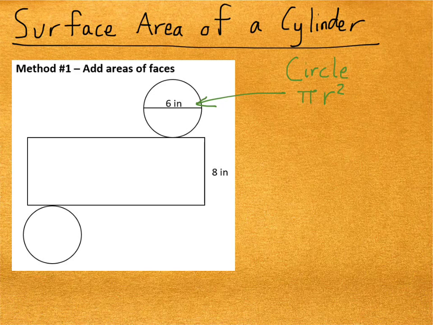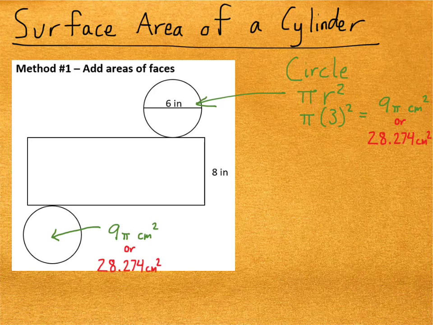The formula for the area of a circle is pi r squared. So the radius being 3, because the diameter was 6, that means the area of that circle is 9 pi square centimeters. That would be in terms of pi. If I wanted it approximated as a decimal, then I could do 9 times pi, and that would be 28.274 square centimeters. The other circle of the cylinder is the exact same, so that would also have the same area.